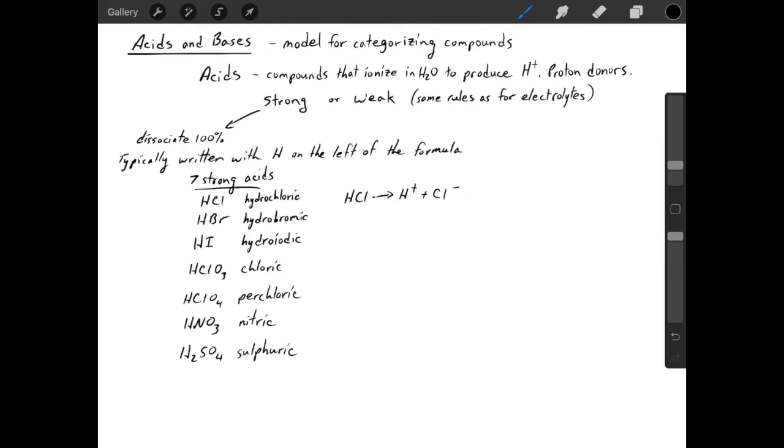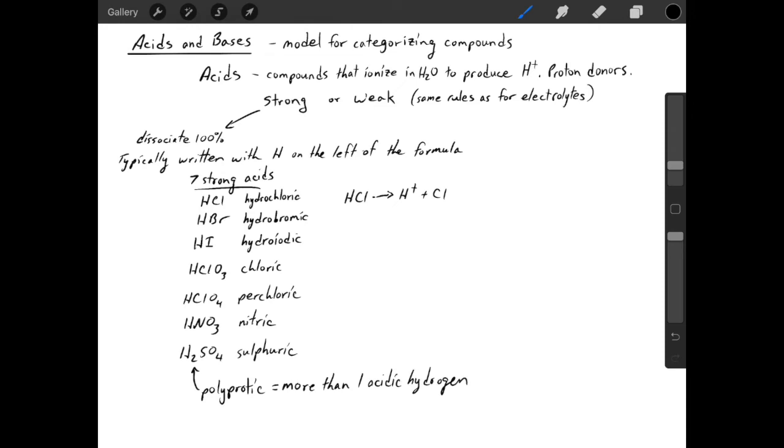You might notice that sulfuric acid, the bottom one on this list, contains 2 hydrogens on the left-hand side. This is because some acids can provide more than one acidic hydrogen. So if you dissolve H2SO4 in water, you won't just get 1 hydrogen ion, you can actually get 2. These are called polyprotic acids.